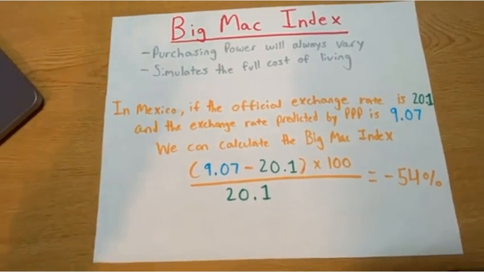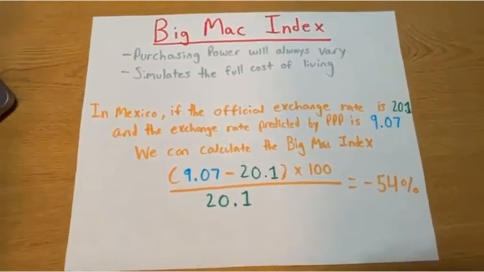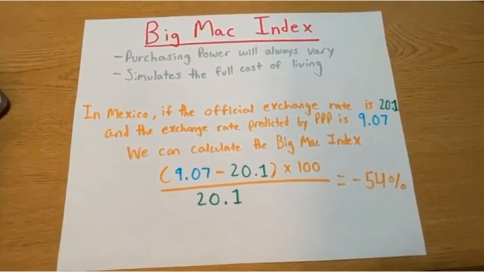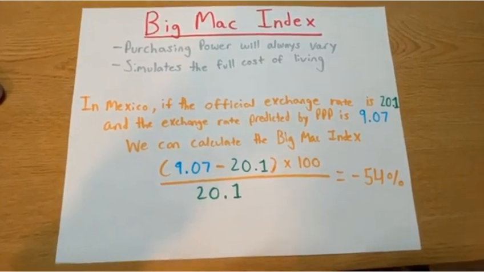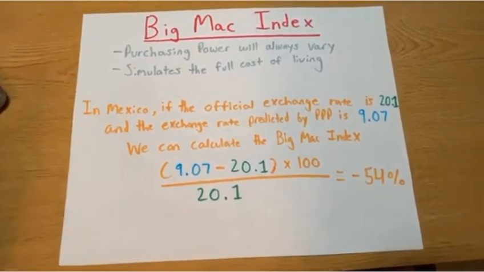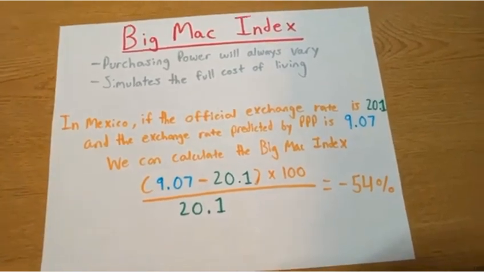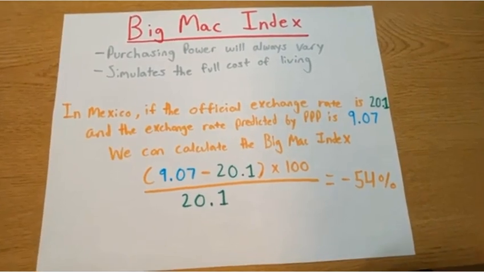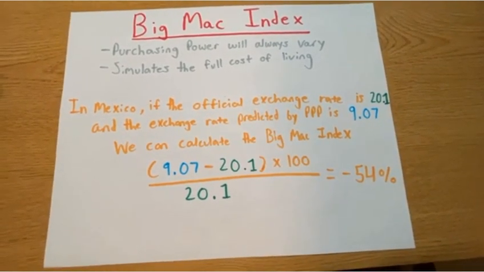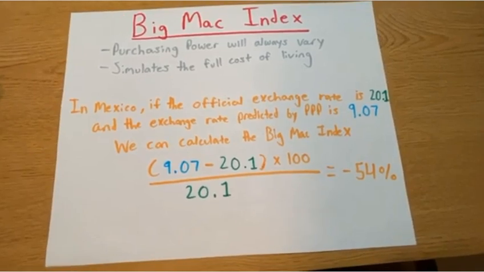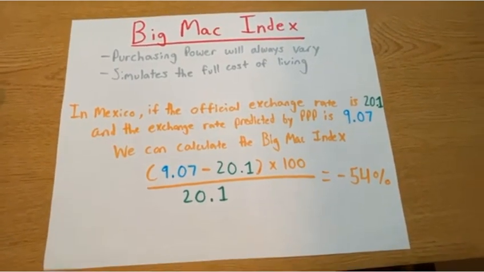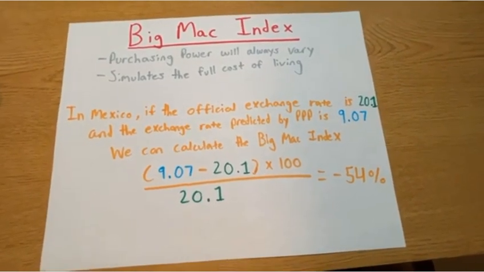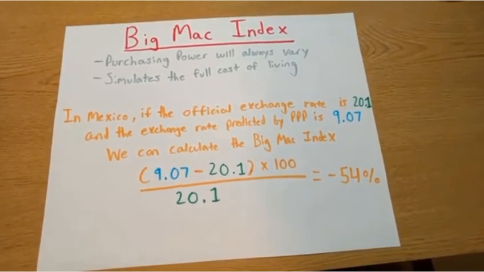So purchasing power will always vary from country to country, and the Big Mac Index simulates the full cost of living. So for example, if in Mexico, the official exchange rate is 20.1 and the exchange rate predicted by PPP is 9.07, this is how we can calculate the Big Mac Index. Parentheses 9.07 minus 20.1 parentheses times 100 over 20.1. This is kind of similar to our GDP formulas where 20.1 will be looked at as like our base year. So for this, our answer is negative 54%.